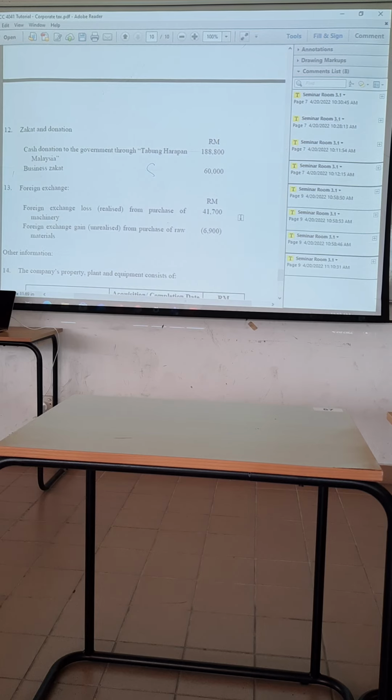But again, add back if it's a loss. If it's a gain and not allowed, you minus. If it's not allowed and it's a loss, it means it's an expenditure, so that's why you add back. But if it's a gain and not allowed, it's income. When it's income you add, so that's why you minus.